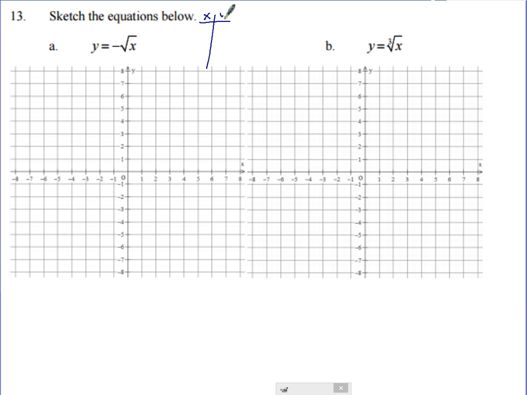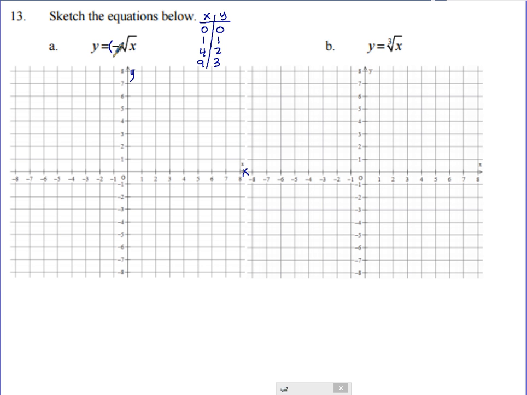So if we make a table, we have to plug in very careful values. I don't want to plug in negative numbers because the square root of a negative number, as we just learned, is an imaginary number. So we're graphing on a real plane, x and y. So we want to just use numbers that we can work with. So we can't use negative, but we can use 0. Square root of 0 is 0. Square root of 1 is 1. Square root of 4 is 2. And square root of 9 is 3.